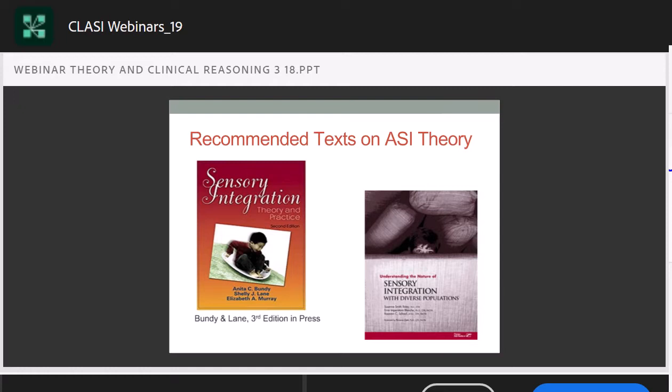And I would say to hold off on that. We were able to also publish a book, and now it's from 2001, but our goal in understanding the nature of sensory integration with diverse populations was to update some pieces of theory, as well as show how it applies across multiple kinds of population or diagnostic groups. And so both of these resources might be helpful to you.